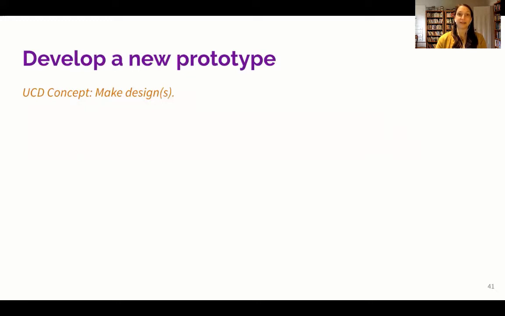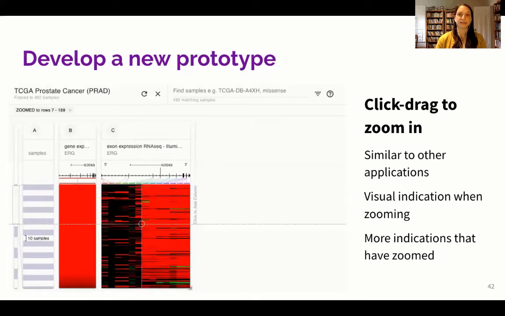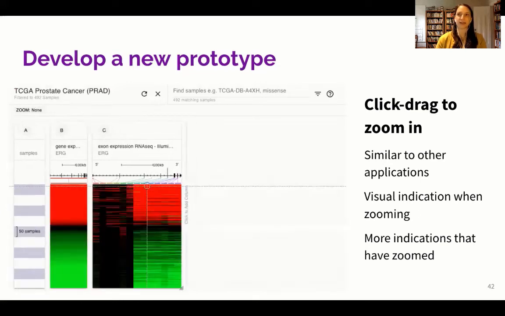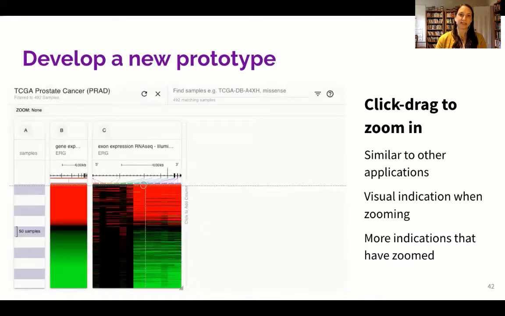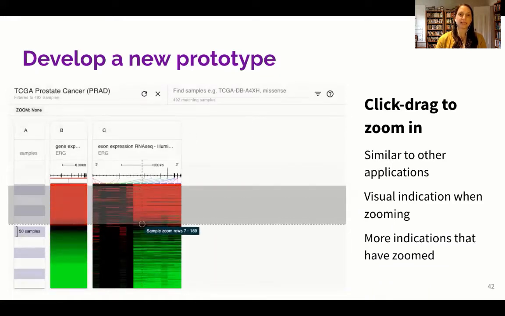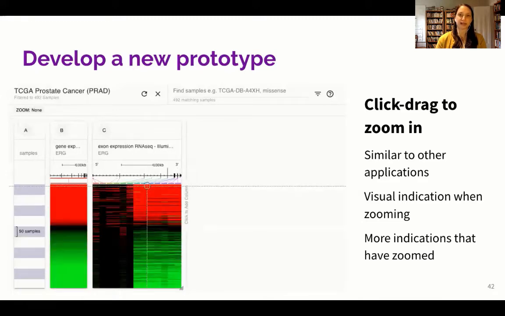This is an example of the user-centered design concept of making designs. Our design is this one. And so we click and drag to zoom in. So this is very similar to other applications, for instance, the Genome browser. And then there's also a visual indication that you have zoomed. So that's that gray bar that appears as you click and drag.